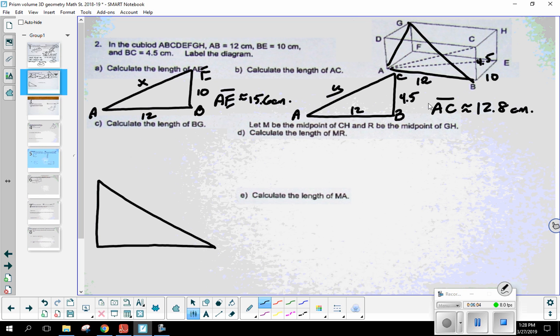Okay. So this would be AGB. We're trying to figure out what BG is. Let's call that Z for right now. We know that AB is 12, but do we know AG? We don't know AG.